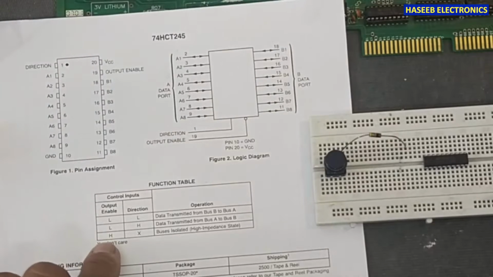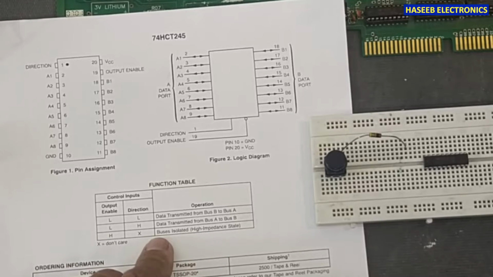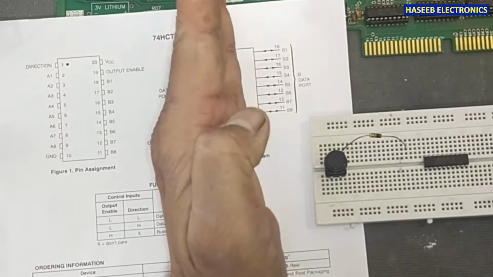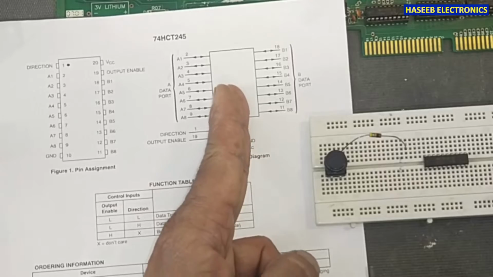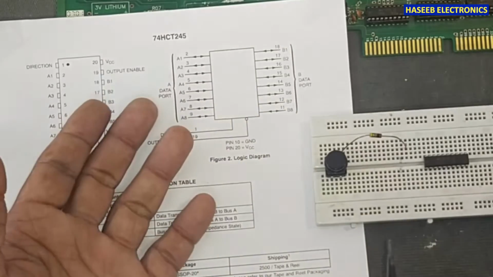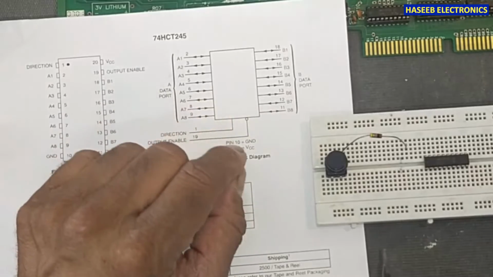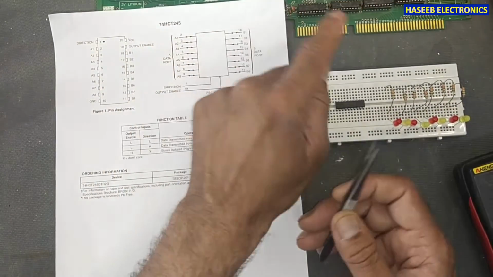And if the output enable pin is high, at that time it will go into isolated mode. It will make a barrier between these two sides, so it will go into a high impedance state, that is called tri-state. It will not be high, it will not be low, so it will not draw any sink current from the processor, or make a load for any output device.